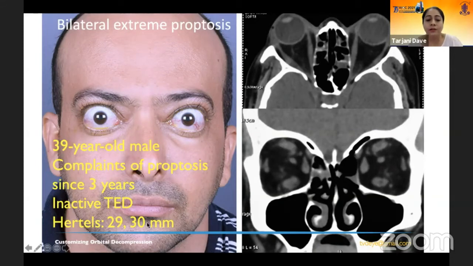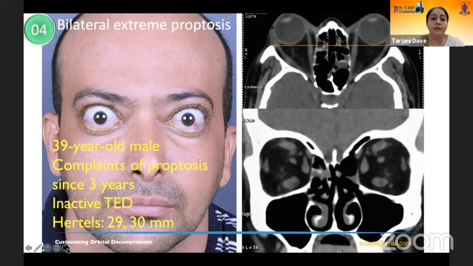Look at his Hertels, it is around 29 and 30. And if you look at his scans, then both his eyeballs are practically outside the line that's joining your anterior part of the zygoma, which is labeled as extreme proptosis. Look at his coronals and you realize that it's mostly fat-centric disease. There's a little bit of muscle enlargement, not too much. So these are a delight to operate because you have a lot of fat that can be debulked. Muscle is not coming in your way. It's bilateral. You're not worried about producing too much of diplopia.